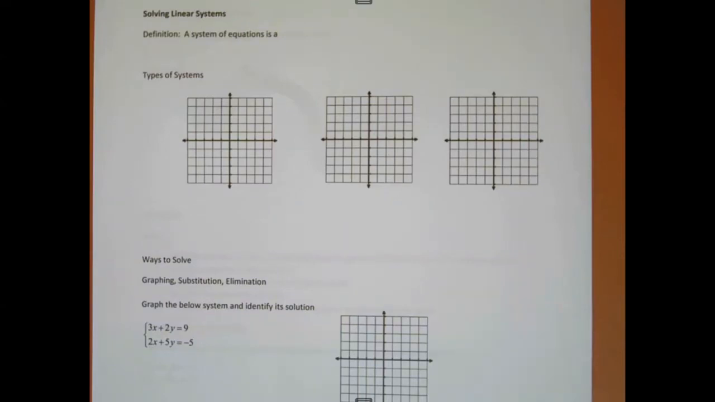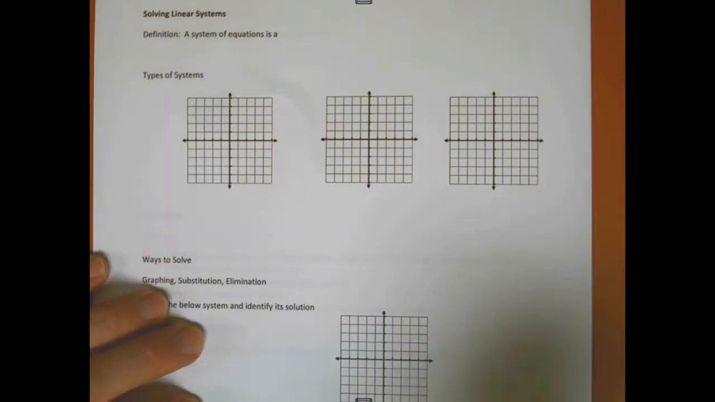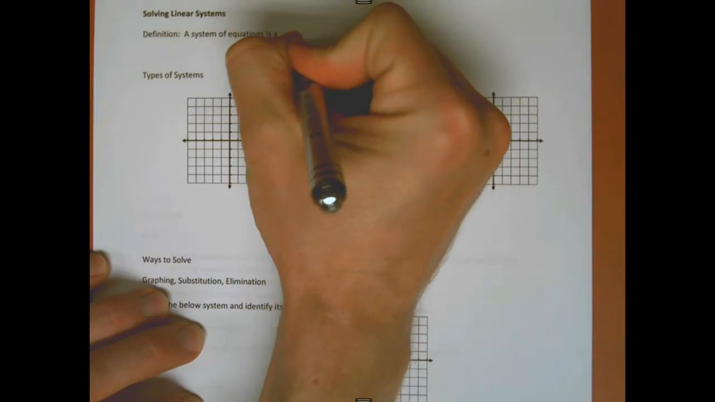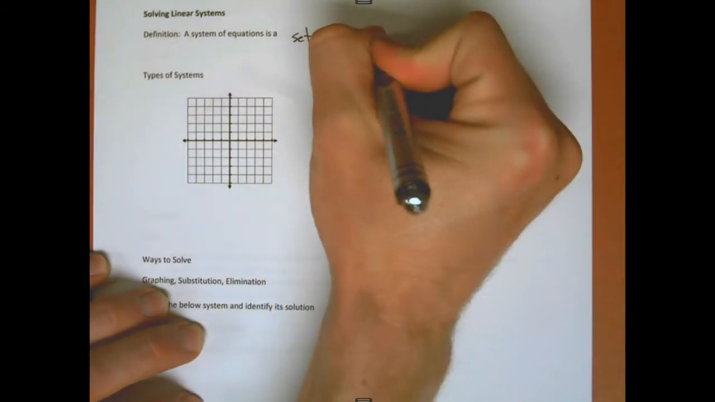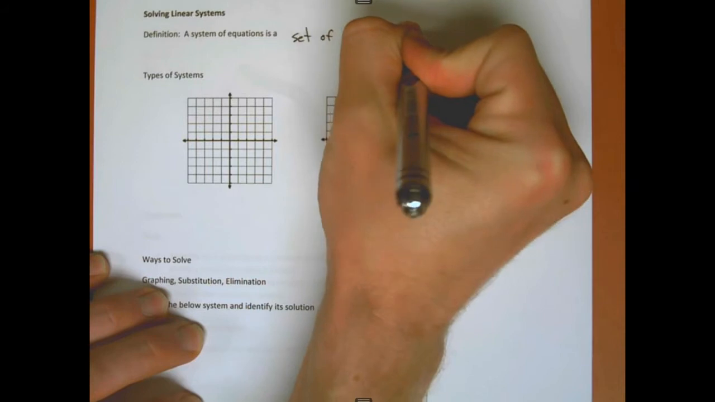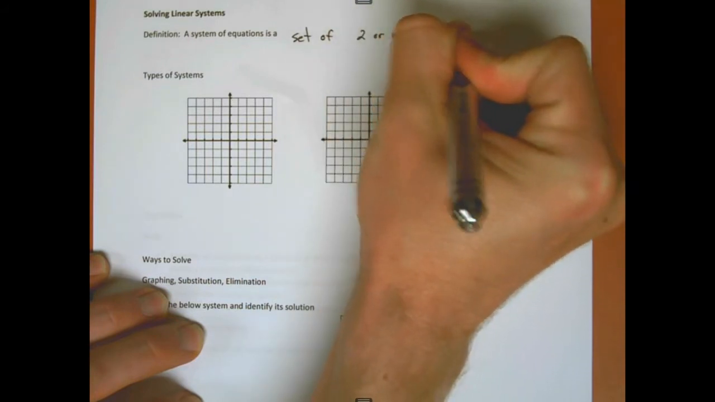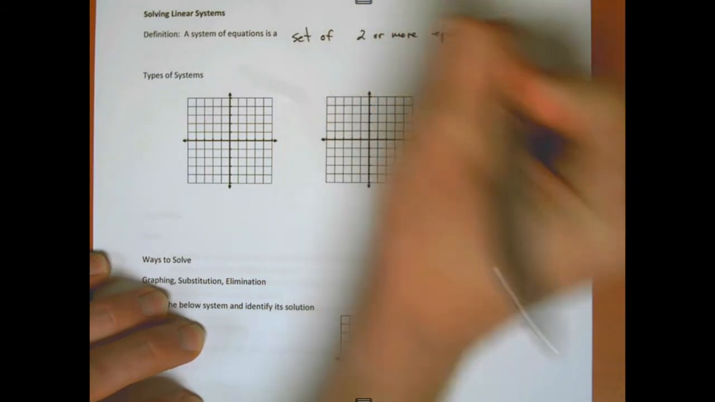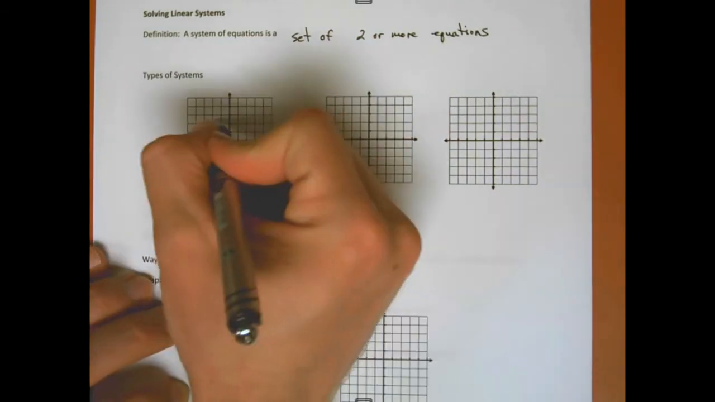In this video, we are going to talk about solving linear systems, that is, systems of equations. A system of equations is just a set of two or more equations. There's a few different types of systems.